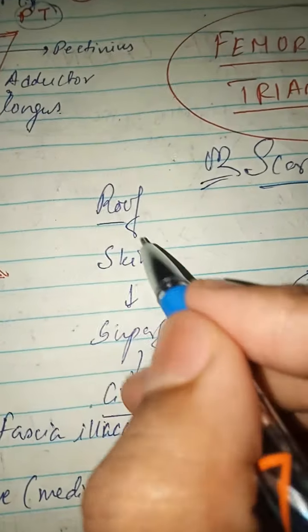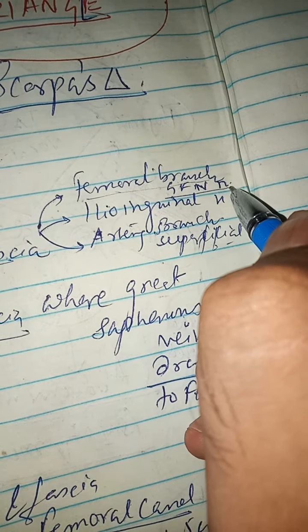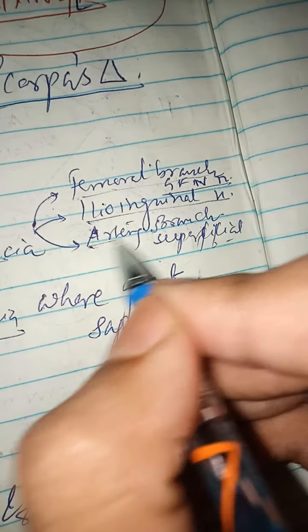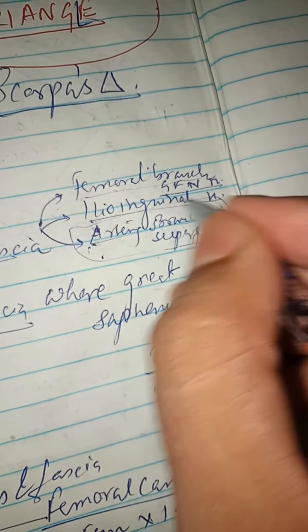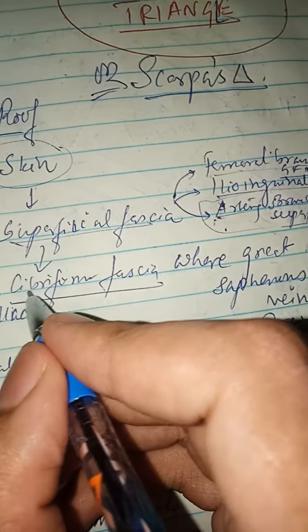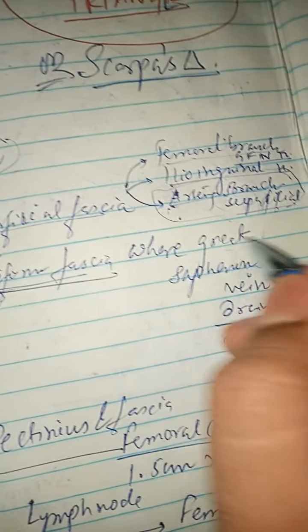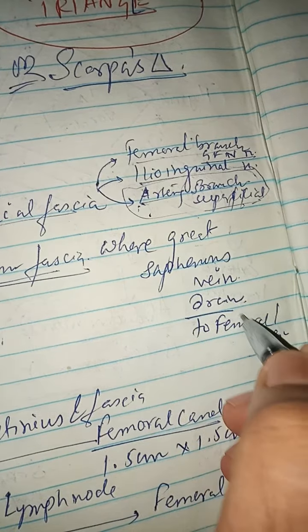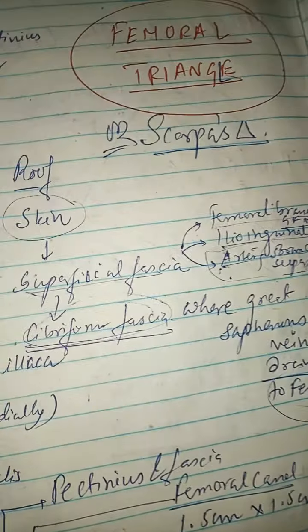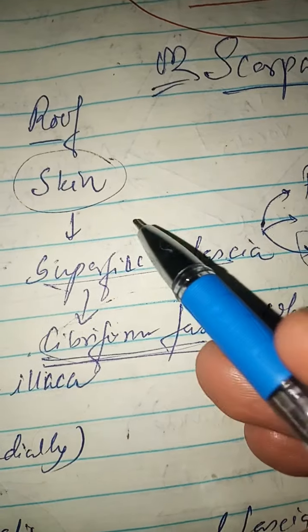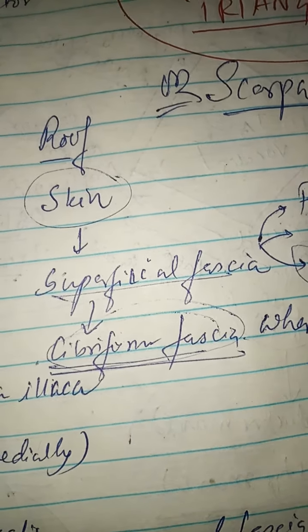Now the roof is formed by the skin and superficial fascia, which contains the femoral branch of the genitofemoral nerve, the ilioinguinal nerve, and the superficial branches of the femoral artery. And then there is the deep fascia. The point where the great saphenous vein drains into the femoral vein, piercing the deep fascia, is known as the cribriform fascia. So skin, superficial fascia, deep fascia along with the cribriform fascia forms the roof.